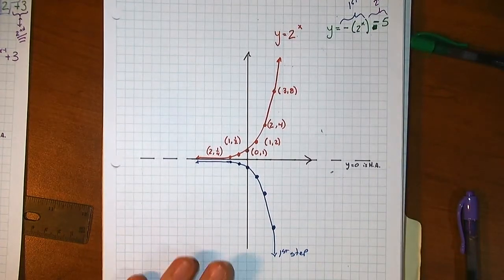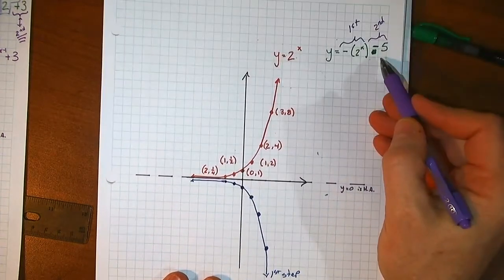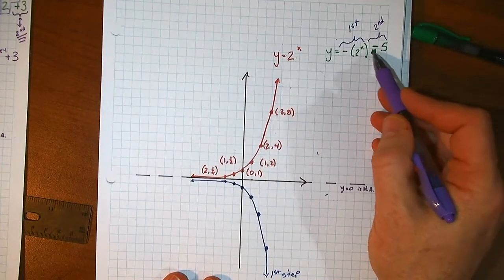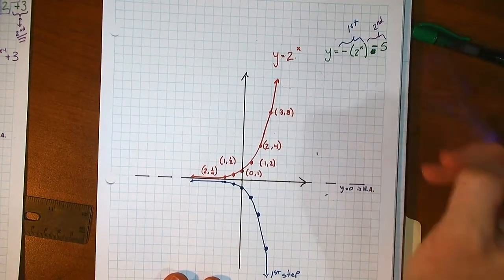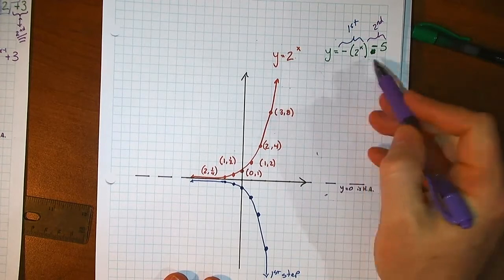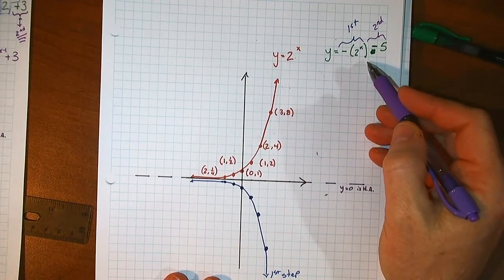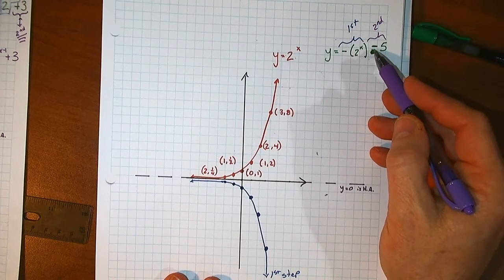Okay, but now I need to deal with this -5. So what does a -5 do when it's a -5 to the equation? Well, when we work with the equation, it moves up or down. And when it's a minus sign, it's going to move down.